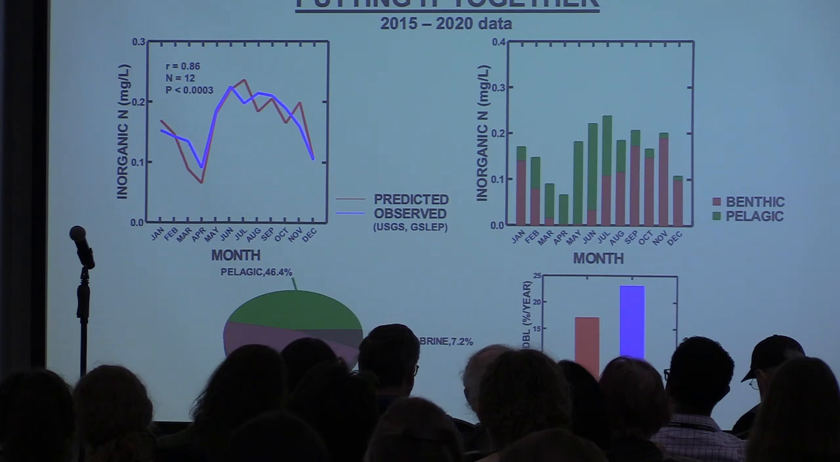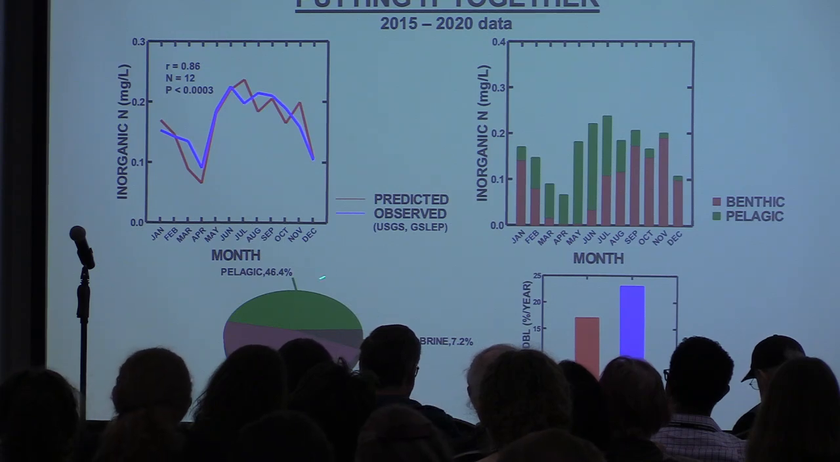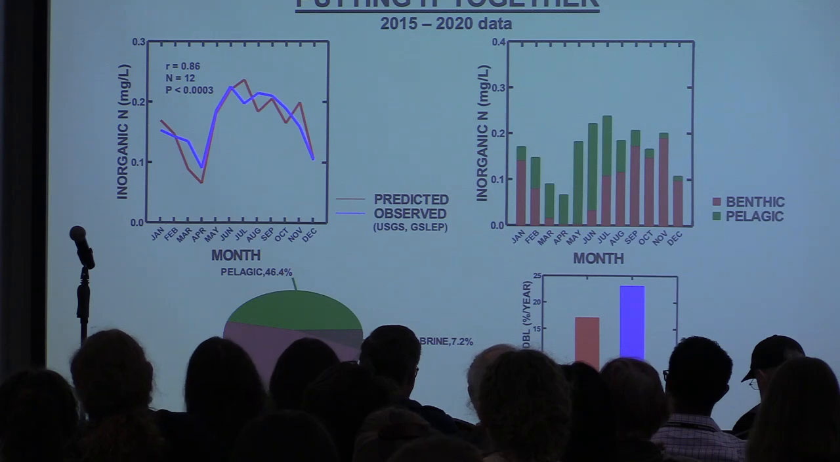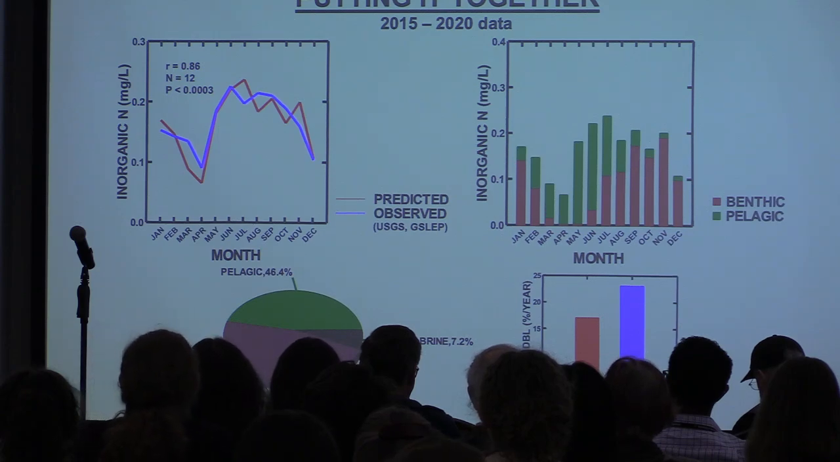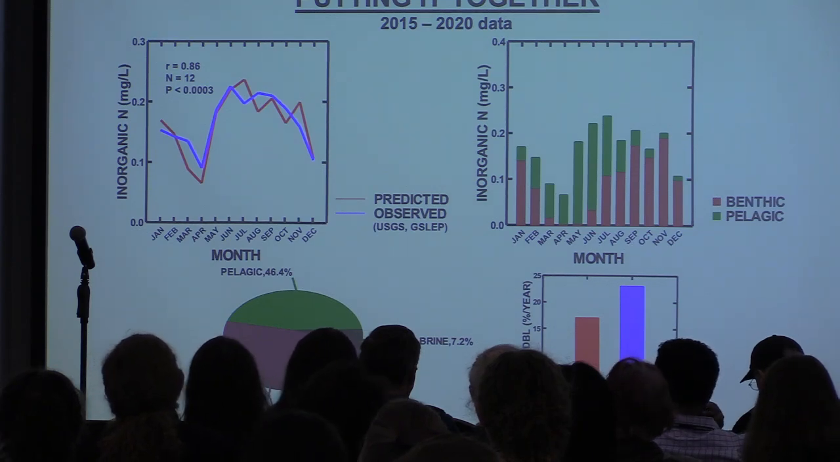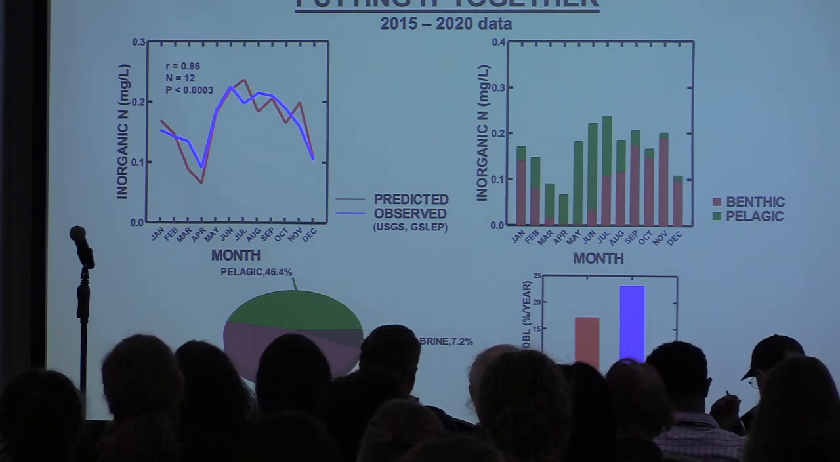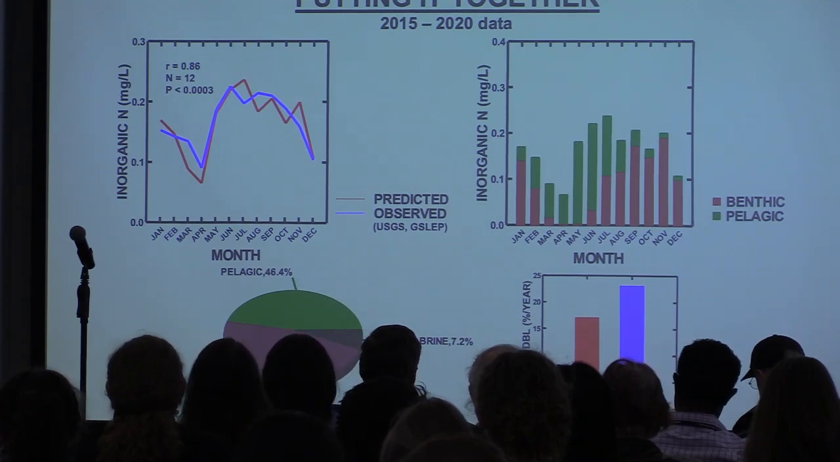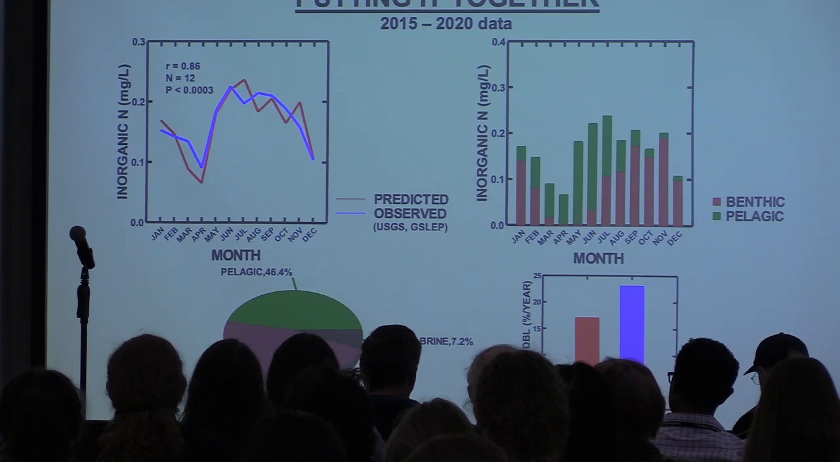Overall, within the year, 46.4% of the nitrogen comes from the pelagic, and 46.4% comes from the benthic. I don't believe they're exactly equal, but that's what the calculations give at this stage of the game. About 7.2% is coming from release again from the deep brine layer into the pelagic.